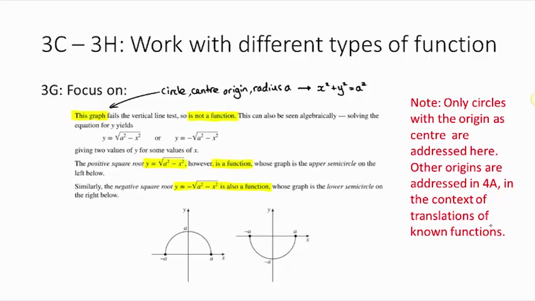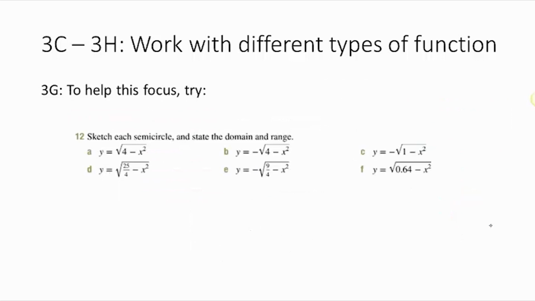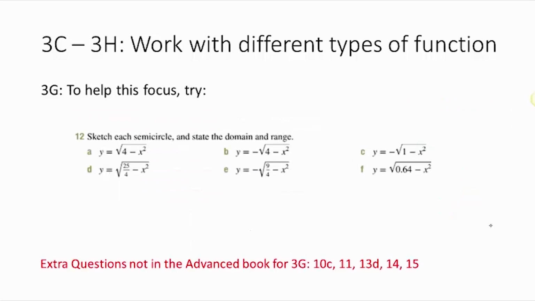Now, important to notice that at this point, in this chapter, they're actually only talking about circles that have centre the origin and semicircles that have centre the origin. Other centres are covered in 4a, because in 4a we have translations and transformations of functions, and that's where it naturally comes out of what you're doing: you've got the original circle centre the origin and you've translated it to wherever the new centre is. Here's a question from the chapter, and these questions are not in the advanced book.